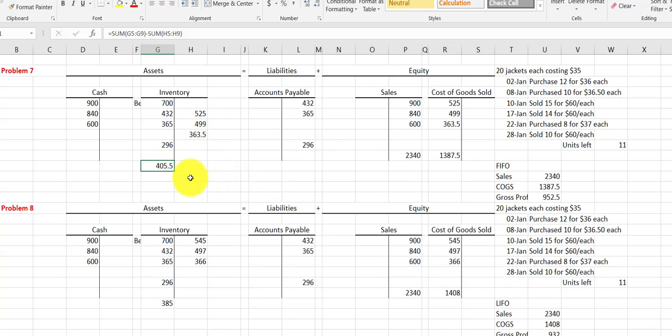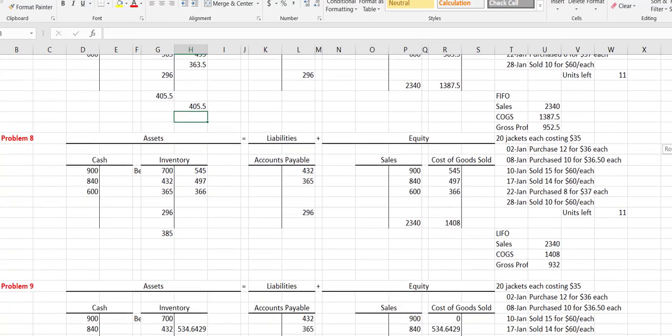Now, if we think about this, what do we have left? We have 11 units: 3 at $36.50 plus 8 at $37. We checked ourselves, and it's right.